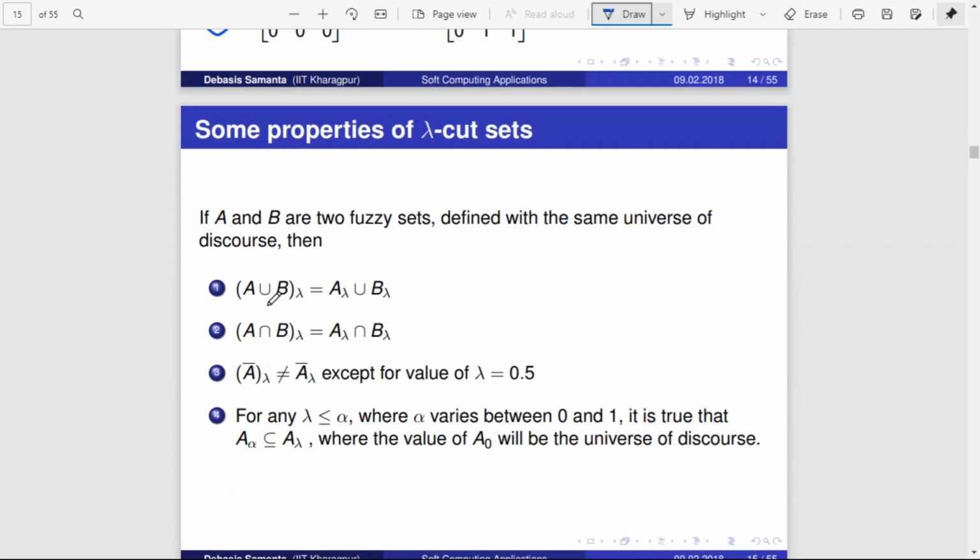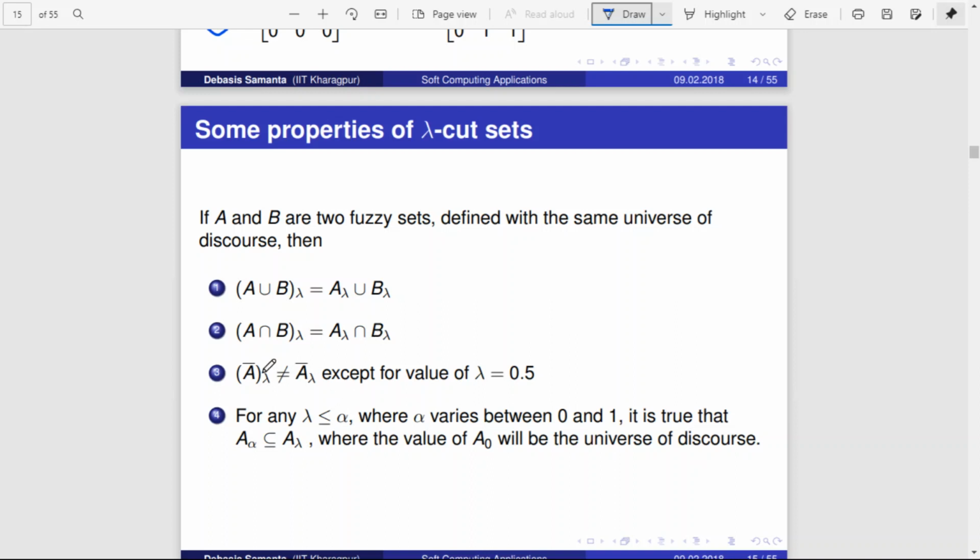That is, (A union B) lambda is equal to A lambda union B lambda. That is, you perform A union B and then perform lambda cut. It is equivalent to A lambda cut union B lambda cut. Okay. Similarly, if you do (A intersection B) lambda cut, it is equivalent to A lambda intersection B lambda. Okay. Right. But this is not equal.